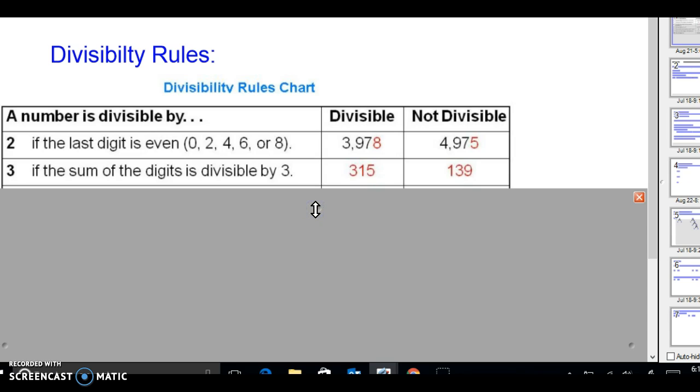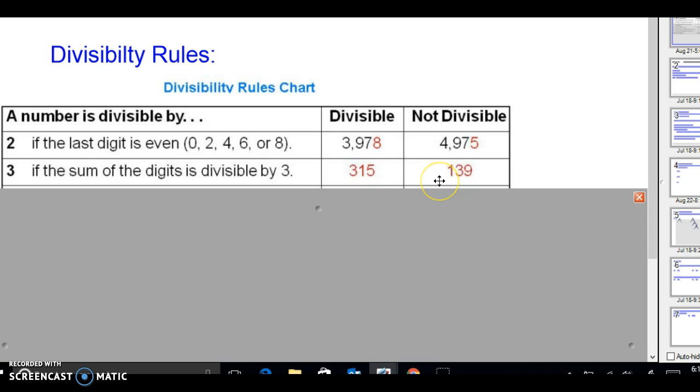Looking at the number 3 and whether numbers are divisible by 3 or not. If the sum of the digits is divisible by 3, then the number is divisible by 3. So, the sum of the digits means that you're going to add up all the numbers. So 3 plus 1 plus 5, 3 plus 1 is 4, plus 5 is 9. Is 9 divisible by 3? Yes, it is. Therefore, 315 is divisible by 3.